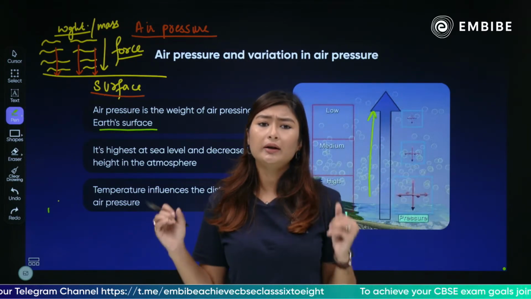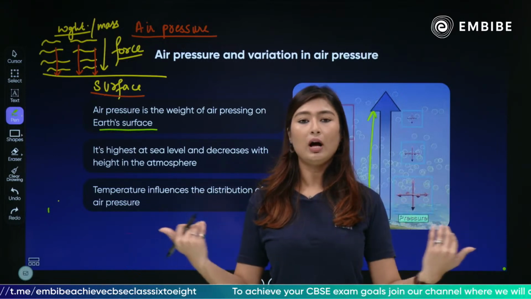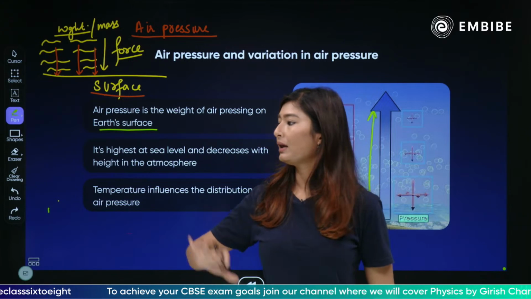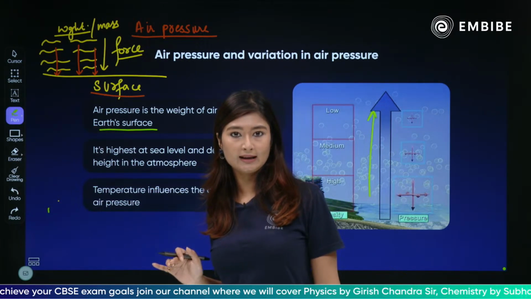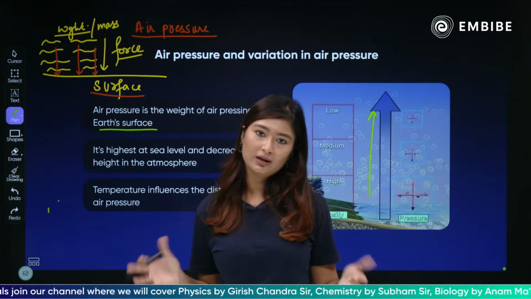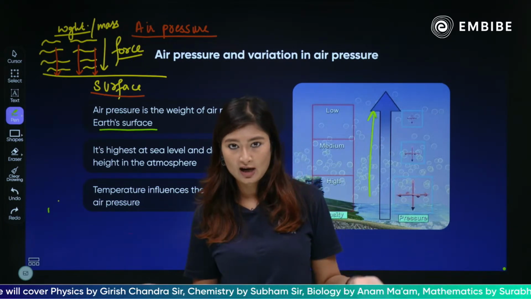If there are 100 people standing here, then the weight of 100 people is putting more pressure on this ground. But if you keep going away, then you will find only 50 people standing there. So the pressure on the ground will be less, because only 50 people are there, less weight is there, so less force is there, less pressure.